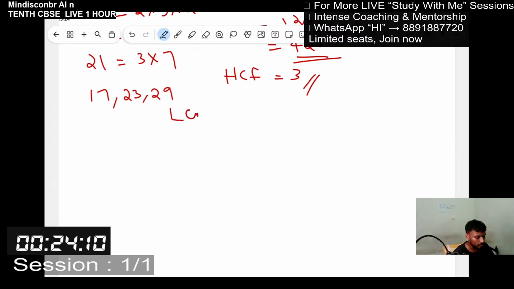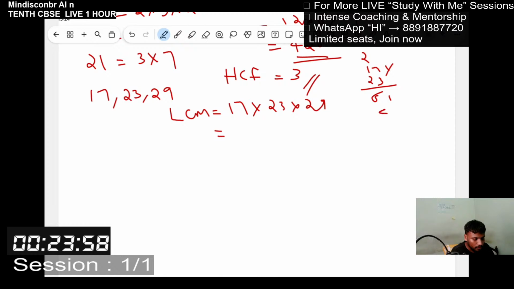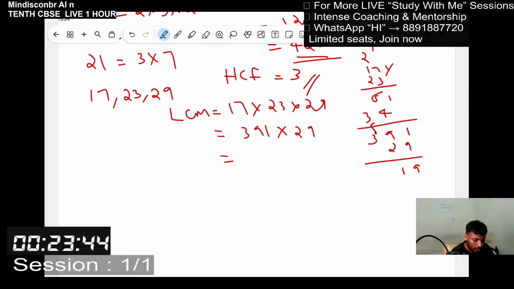So coming to LCM, LCM is equal to 17 into 23 into 29. That is 17 into 23, 391, into 29, which gives 11339.